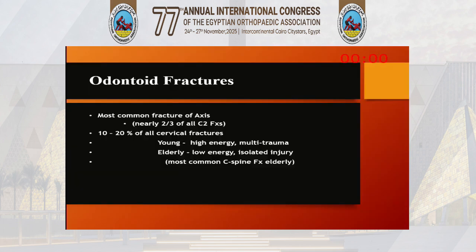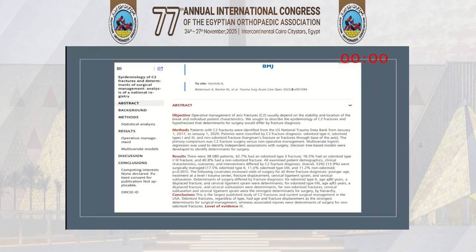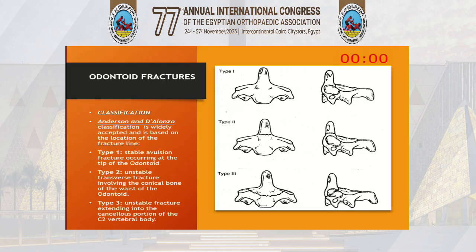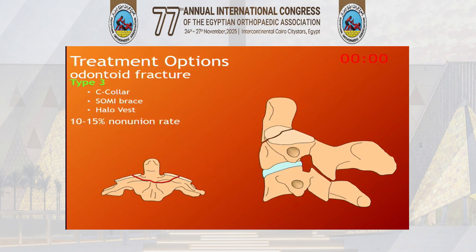With C2 fractures, we have the odontoid fracture and the hangman's fracture. The odontoid fracture is classified by the Anderson and D'Alonzo classification into avulsion of the tip of the odontoid, fracture of the waist of the odontoid, and fracture of the base of the odontoid. About 2% are type 1, and 50 to 75% are type 2, with the highest risk of non-union.